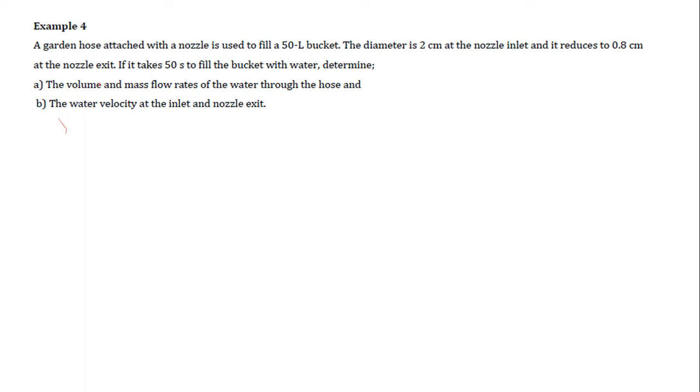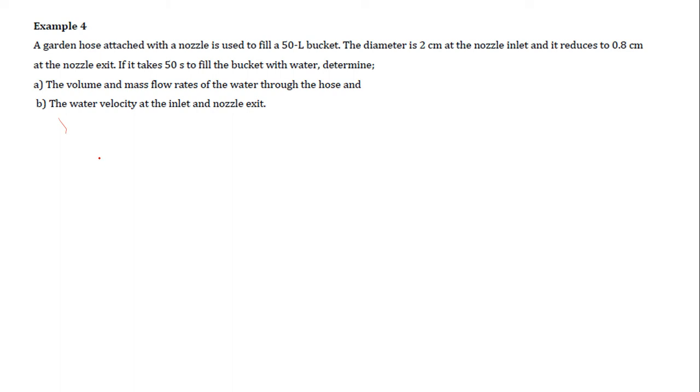Okay. The diameter is 2 cm at the nozzle inlet and 0.8 at the outlet, the nozzle exit. If it takes 50 seconds to fill the bucket with water, determine the volume and mass flow rate of the water through the hose and the water velocity at the inlet and nozzle exit. So it's not quite straightforward.